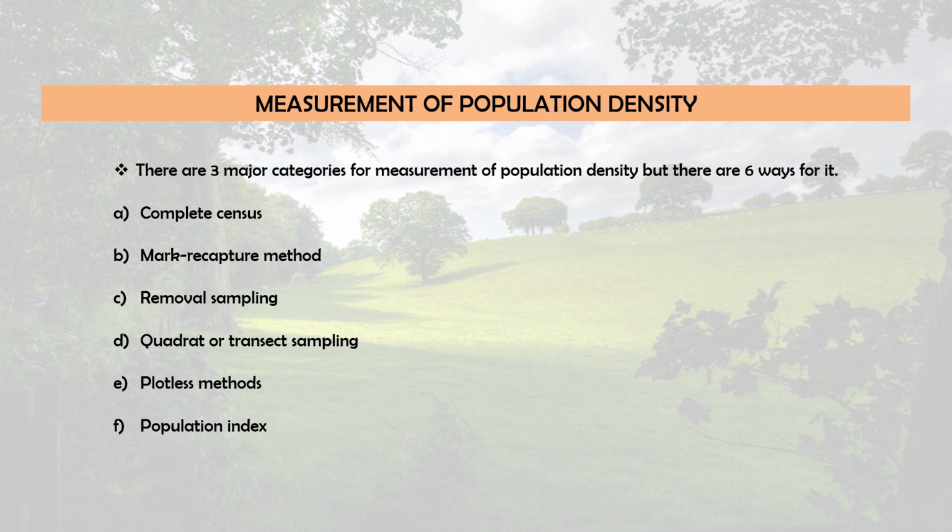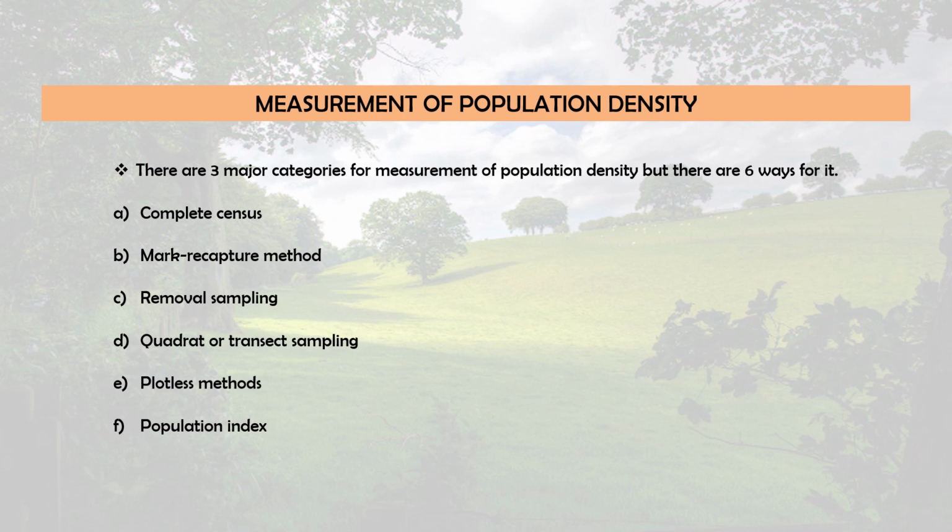Then removal sampling is the second method, where a number of organisms are removed from an area in successive samples. Here we will capture the samples within a particular interval of time.